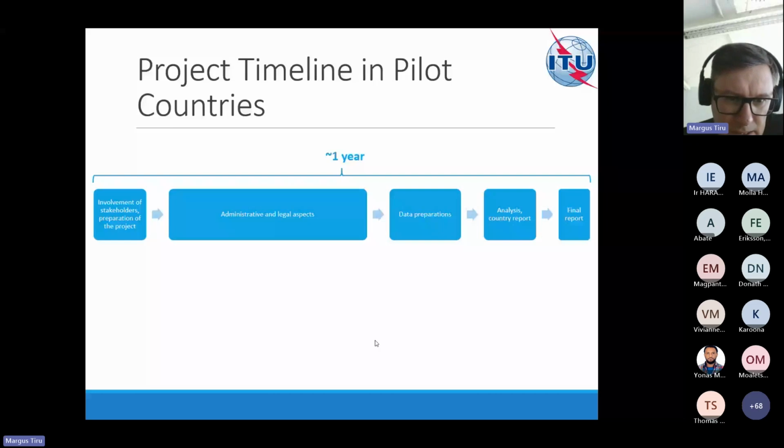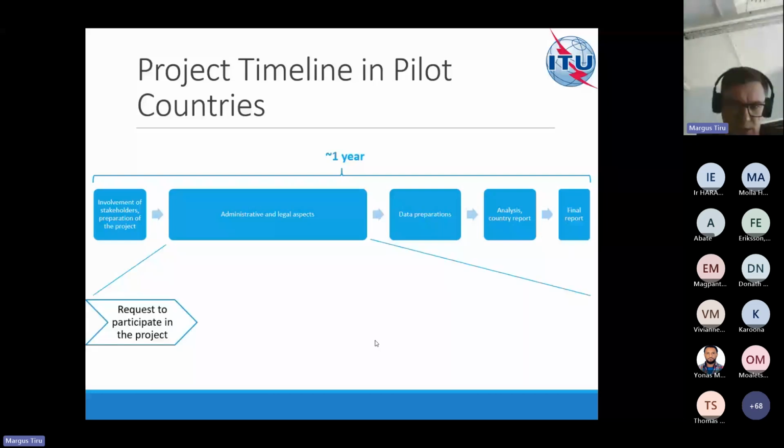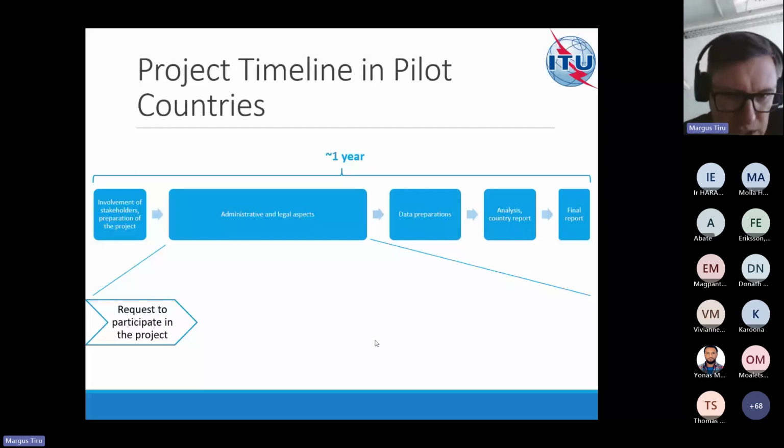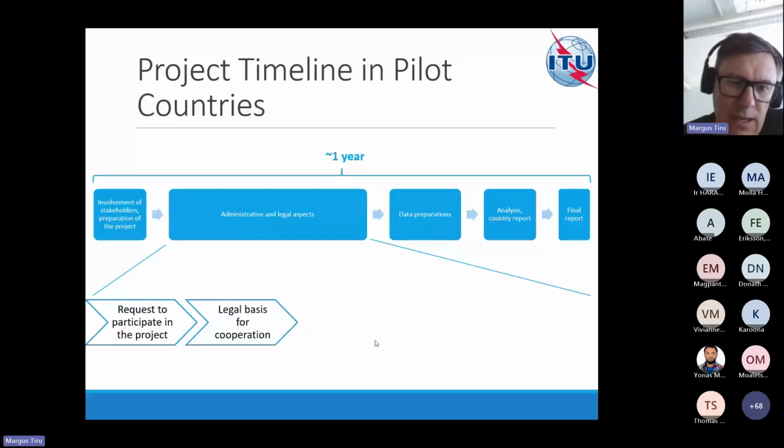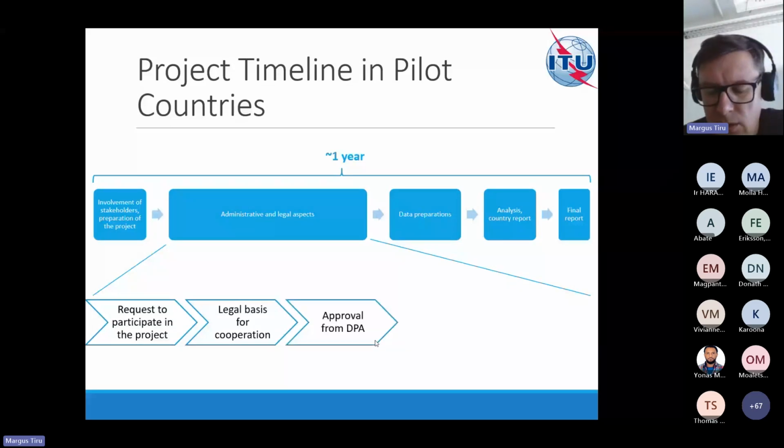Regarding the administrative and legal aspects, these also divided into different steps. It took quite a lot of time to get the confirmation from the mobile network operators or the data providers to participate in the project. A lot of time went on the legal basis for the cooperation. How can we access the data? Where should the data be processed? What kind of data is sent outside of the data providers? We also cooperated with the local data protection agencies to have their approval to go with this specific model.